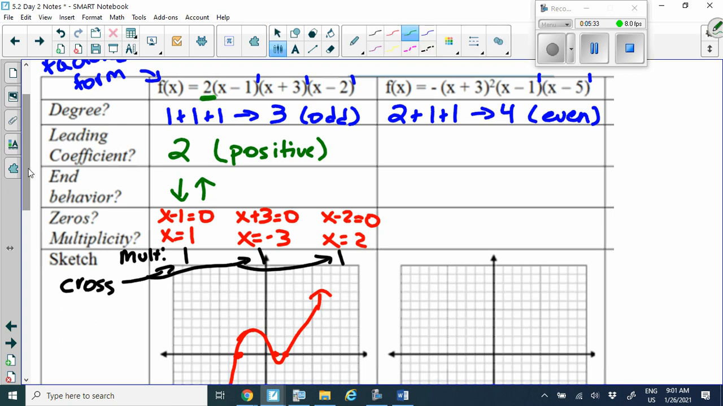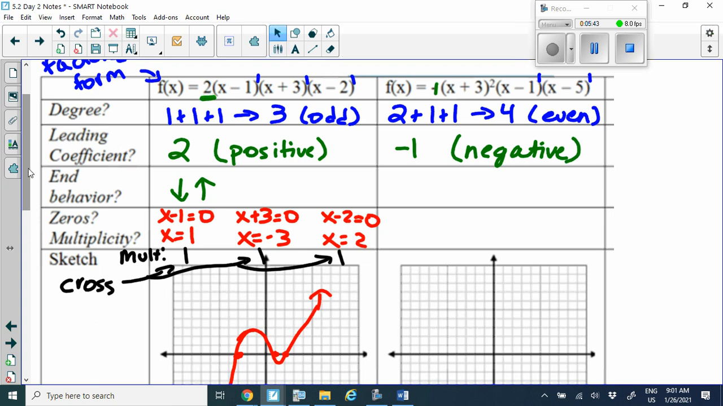I have a negative. Now, you might not see a number, but that really represents 1. So I have a negative 1. That is negative. Now, when I have an even negative, think about a quadratic. Which way do the arrows face? They both face down. Remember, with evens, the arrows both face the same way. With odds, they face different ways.